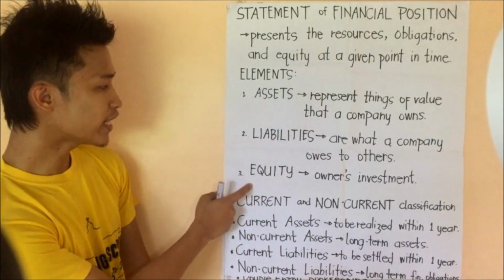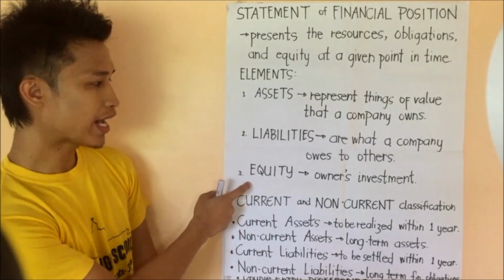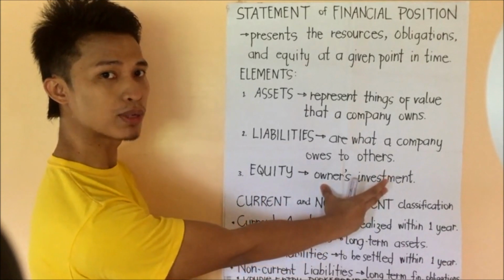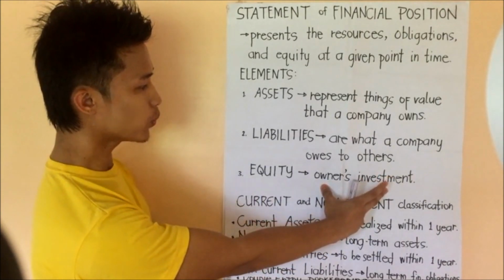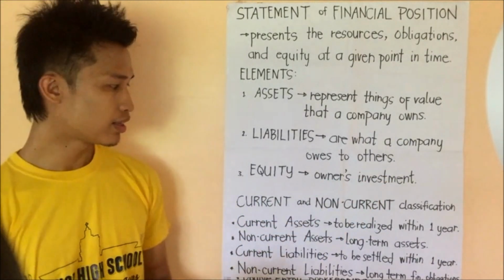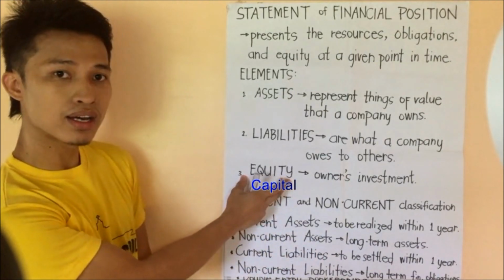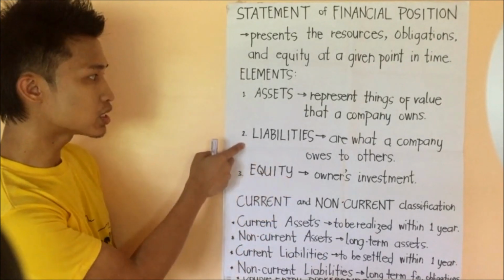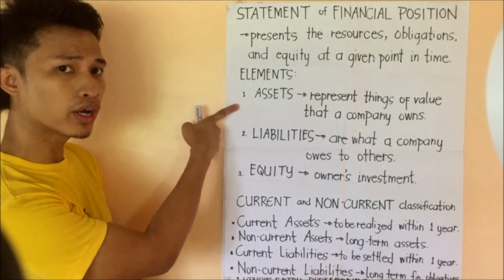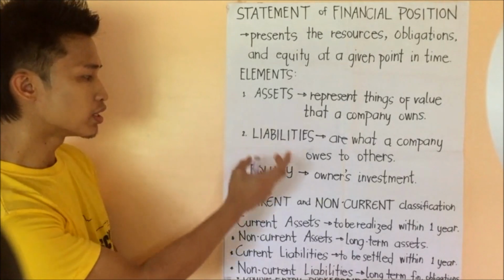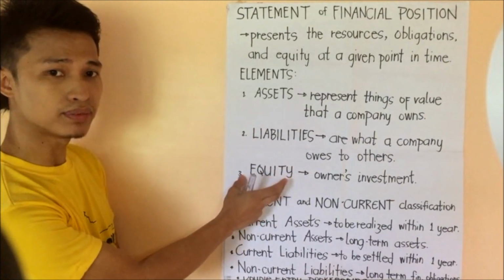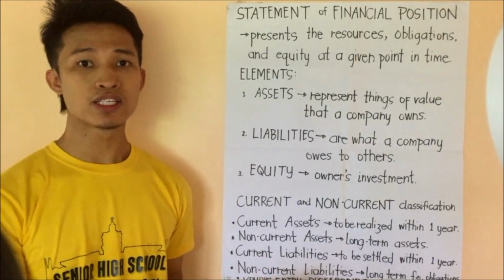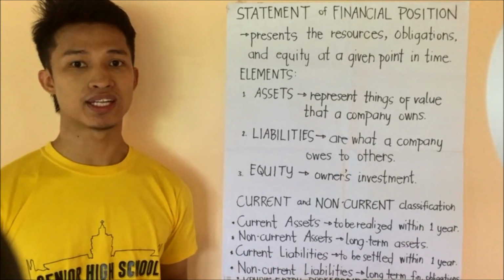Now, the third element is equity. Equity is the owner's investment. So a while back, we said that the equity is the residual interest after deducting the liabilities from the assets, following our accounting equation, right? So that is equity. When you put your money or property into the business, that is your investment or capital.